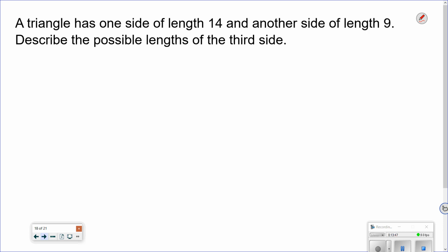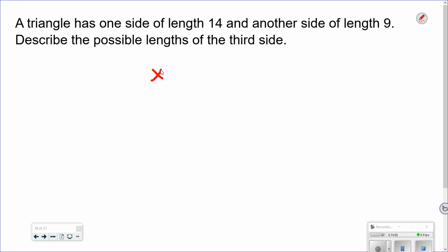So here's how we can apply that. This says a triangle has one side length of 14 and another side length of 9. Describe the possible lengths of the third side. So here's how we do this. Either 14 and 9 could be the two shorter sides. If they are, let's say our third side is X.